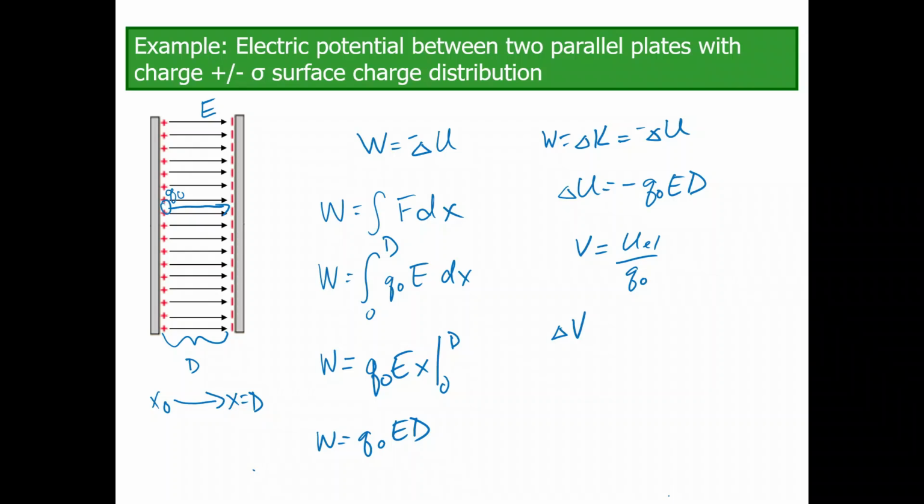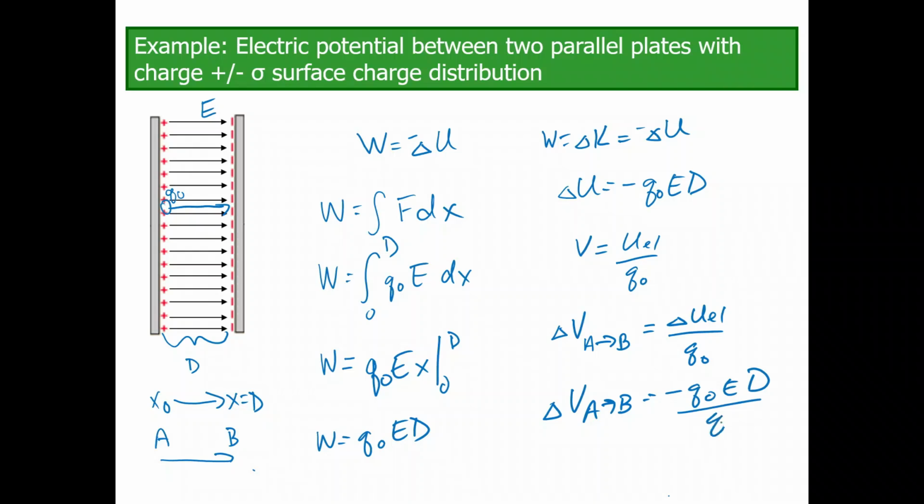So my delta V is still from A to B, because we're still going from one side of the plate to the other. It would be equal to the change in my potential energy over Q0. So delta V from A to B would equal delta U electric, which is negative Q0 E times d, over Q0. Q0 cancels, so I get that delta V from A to B is equal to negative E times d. So you can see two different methods got me the same answer.